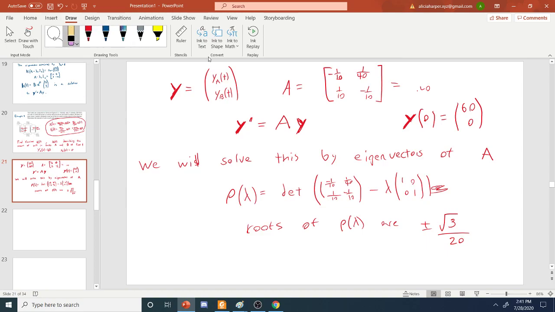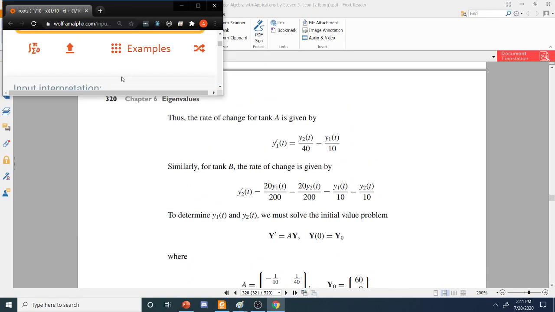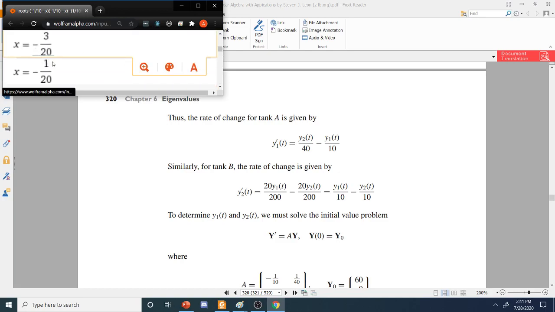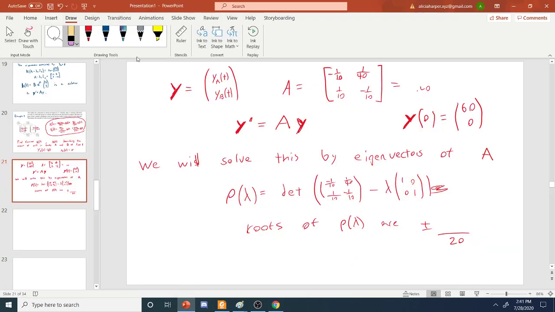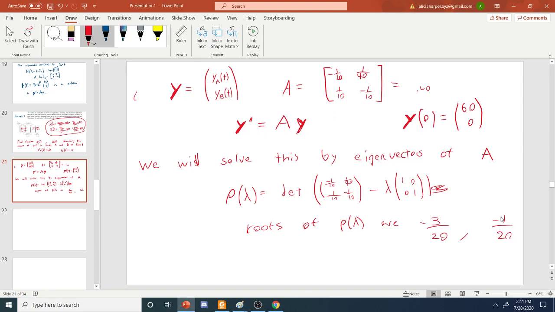And then, now, the roots of this, just to sanity check myself, are negative 3 over 10 and 1 over 20. All right.